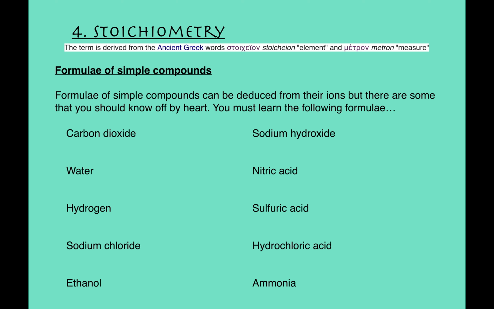I would suggest that you find the chemical formulae of the compounds indicated on these lists, and write down their formula and memorize it. And at some point we'll have a test or a quiz to make sure you've got them. Some of them you can work out, but it's better just to learn them off by heart at this point.